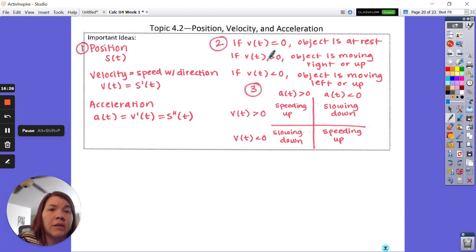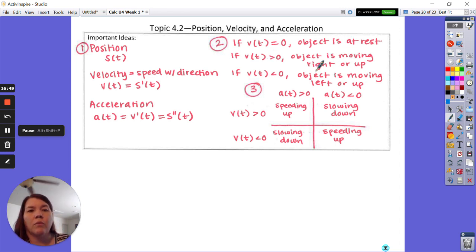If v of t is equal to 0, the object is at rest. If v of t is greater than 0, the object is moving right or up, depending on the situation. So we're talking about straight line things, though. It's either on a vertical line or on a horizontal line. We're not having anything weird, even though the equations can get pretty funky. We're moving left or right, up or down, increasing, decreasing. So right if it's positive. If it's negative, it's moving left or down.